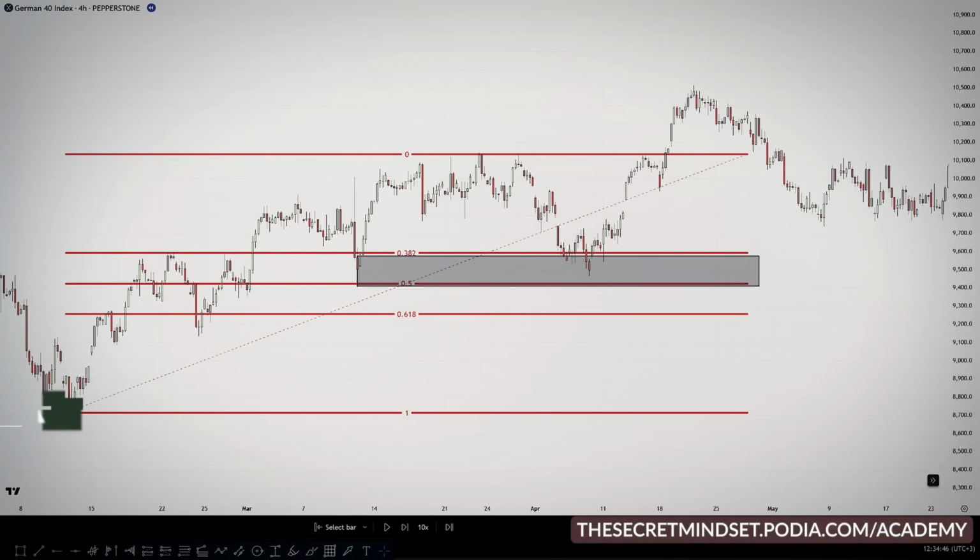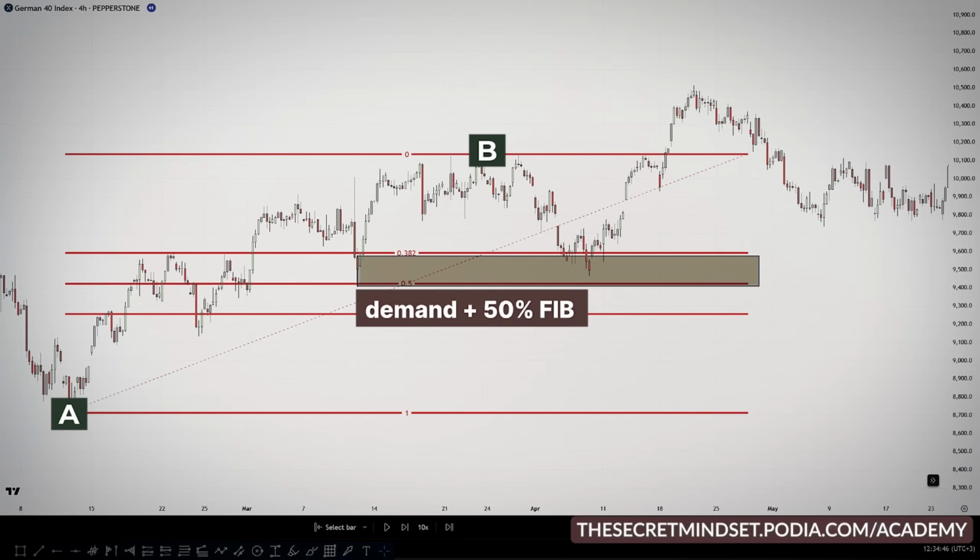Let's talk about demand areas first. These are places where lots of people want to buy. When the price gets near a demand area and it's also close to a Fibonacci level, it's extra special. This tells us that the price might start going up soon.